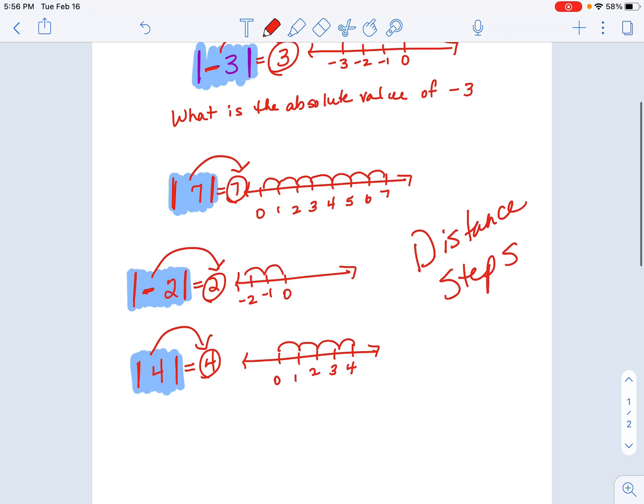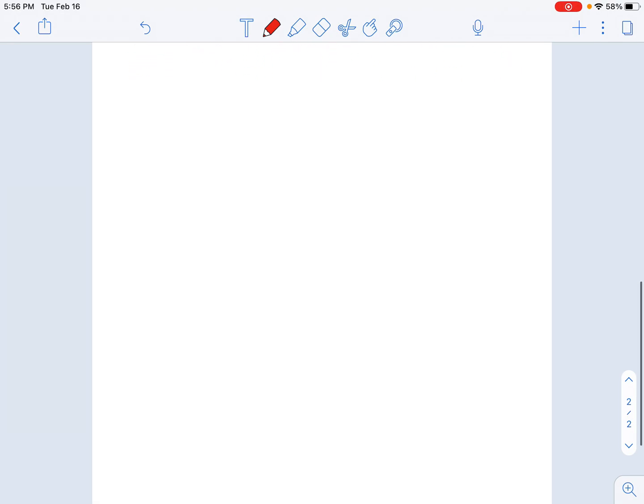So I could say, what's the absolute value of -46? Well, I don't want to make a number line from -46 back up to 0. I just know the answer is going to be 46. It's always going to be that number inside of those bars, but it's always going to be positive.